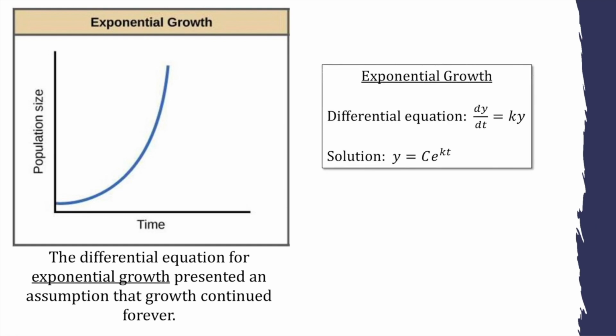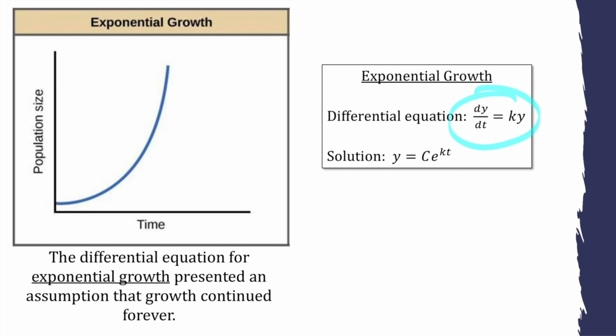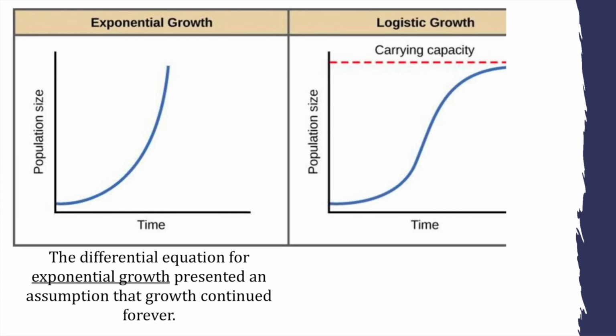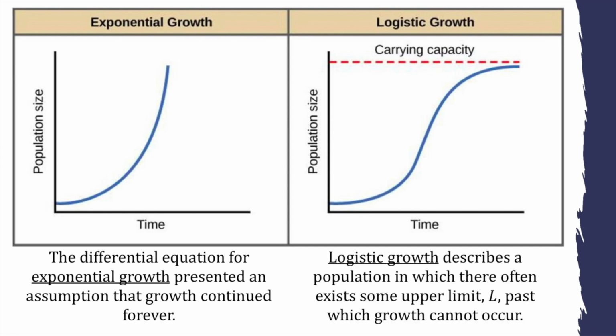The differential equation for exponential growth is this guy: dy/dt equals ky, where k was a proportionality constant. And then its solution is y equals Ce to the kt. Now we're going to talk about logistic growth, which is a bit different. Logistic growth describes a population in which there often exists some upper limit, L, past which growth can't occur. So it's not going to grow forever. There's a limit to it.